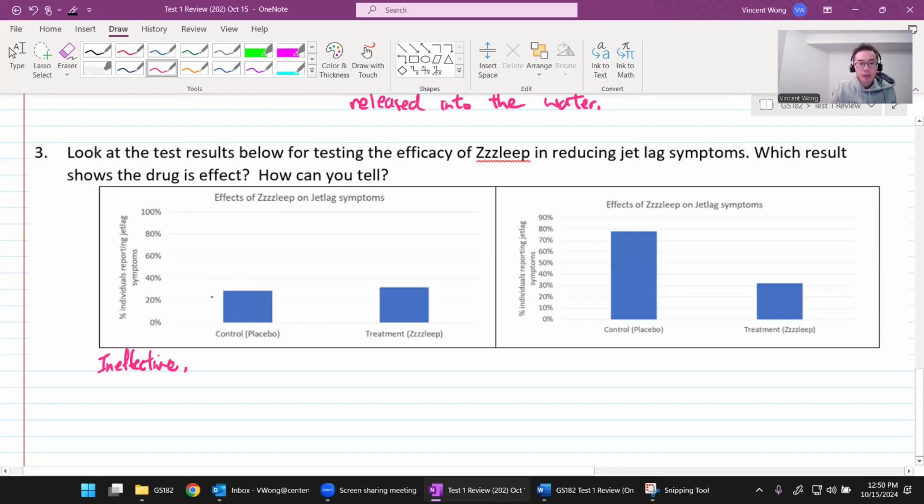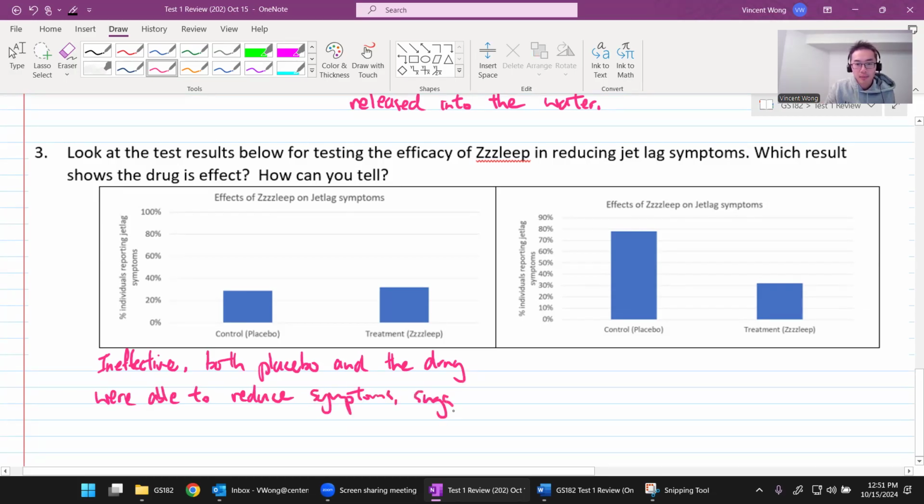The key thing to articulate here is that the control and the treatment both were able to reduce the symptoms of the jet lag. In other words, eating a piece of candy is going to help you reduce jet lag just as good as the medication. So why would you take the medication? You might as well just take the candy, the sugar pill. Okay, so it's ineffective because both placebo and the drug were able to reduce symptoms.